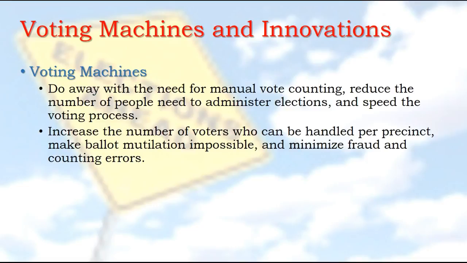Once all levers are in the desired positions, the voter opens the curtain. That action records the votes and at the same time clears the machine for the next voter. Voting machines do away with the need for manual vote counting, reduce the number of people needed to administer elections, and speed the voting process. They also increase the number of voters who can be handled per precinct, make ballot mutilation impossible, and minimize fraud and counting errors.